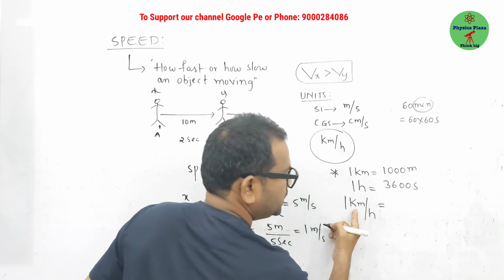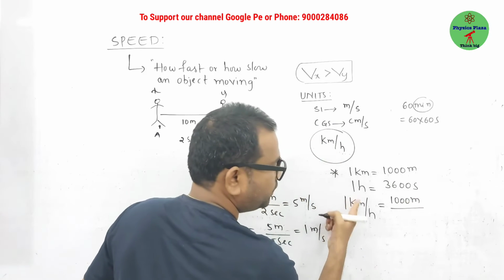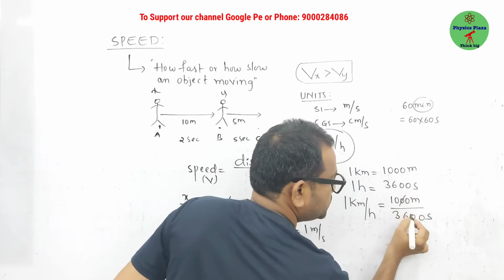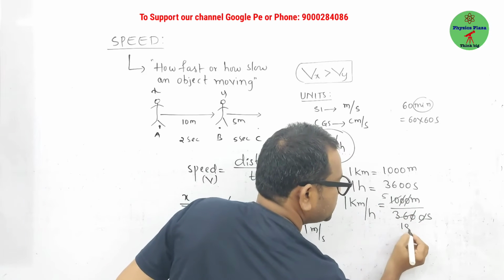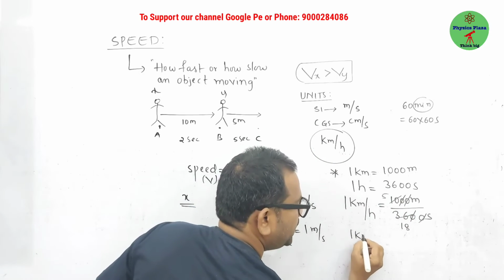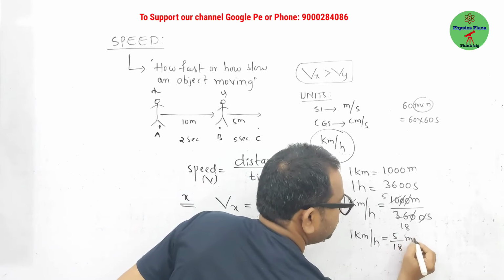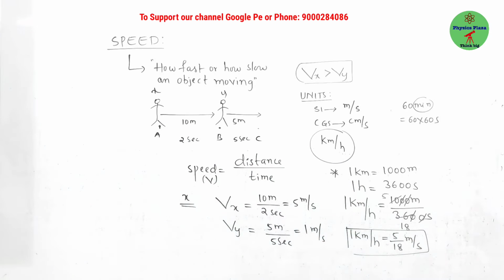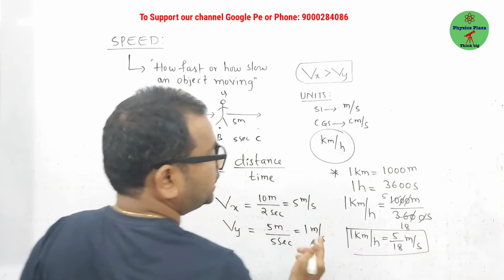Okay, fine. So 1 kilometer per hour. Dear children, in the place of 1 kilometer, we can write 1000 meters, whereas in the place of 1 hour, I can write 3600 seconds. Cancel the zeros. 2 5s are 10, 2 18s are 36. So 1 kilometer per hour is equal to 5 by 18 meter per second. Children, this is very, very important. Are you able to see this? So 1 kilometer per hour is equal to 5 by 18 meter per second.